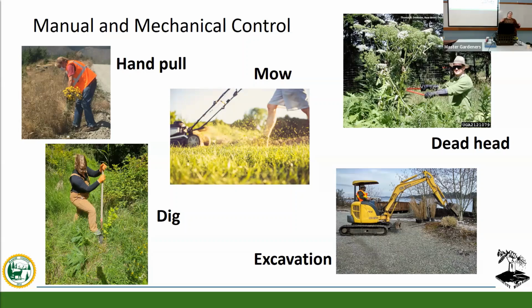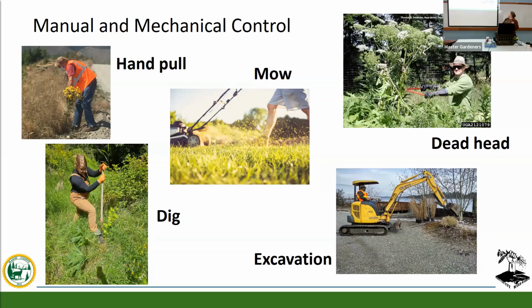Mowing can be a control strategy that you can integrate, but a note on mowing is many plant species will spread easily from mowing if they have seeds on them. And if a plant is very invasive, mowing will often only delay flowering. So it won't actually stop and work as a total control strategy.